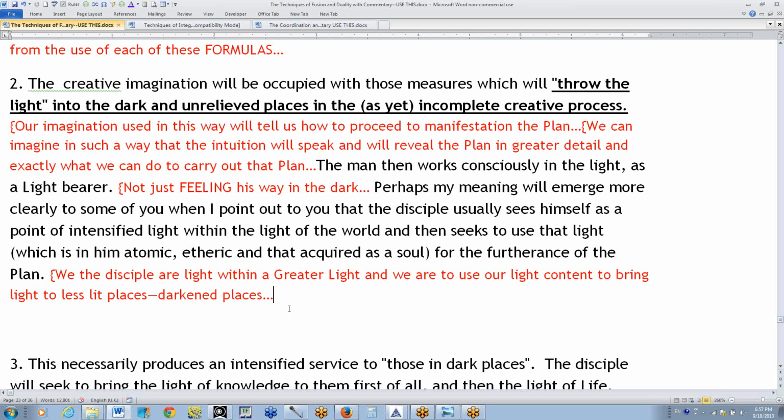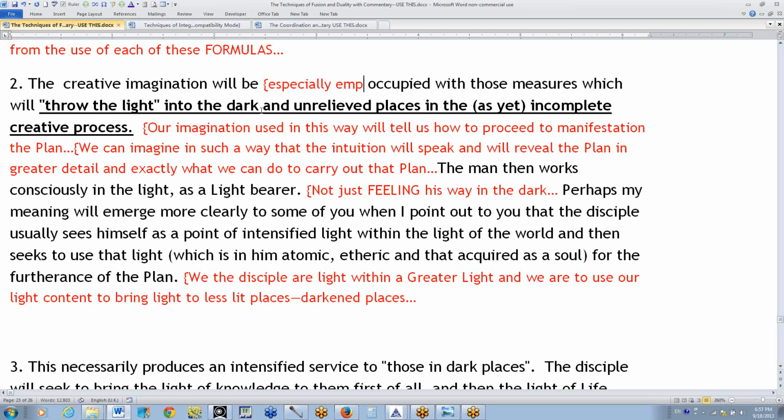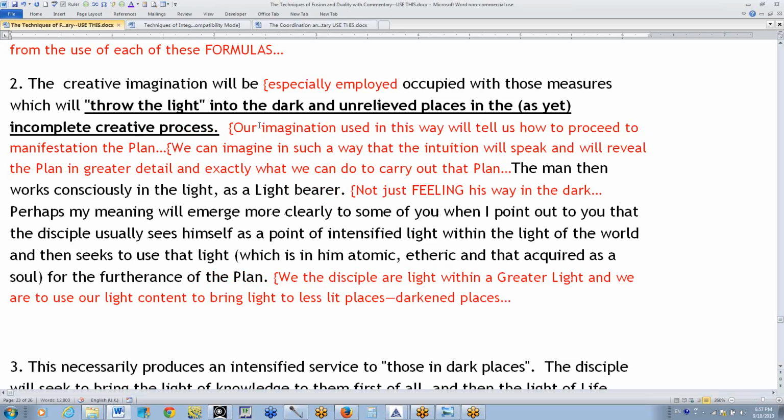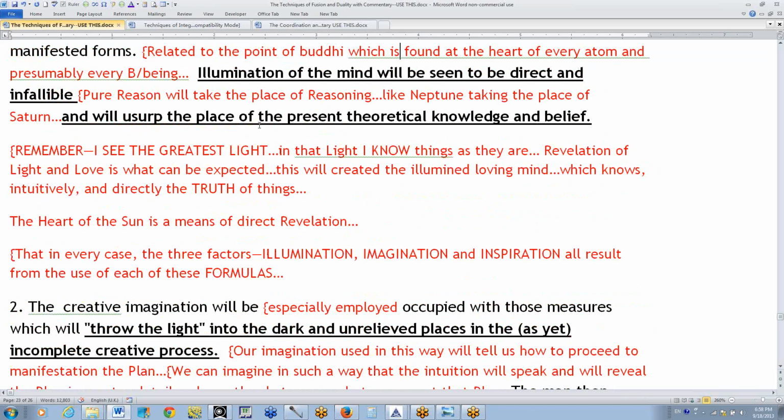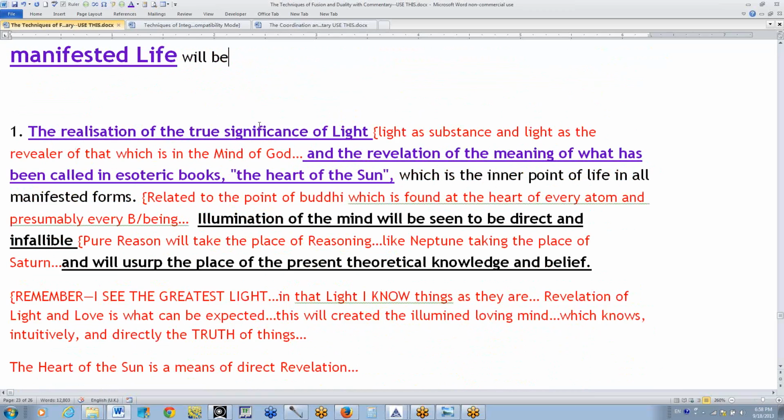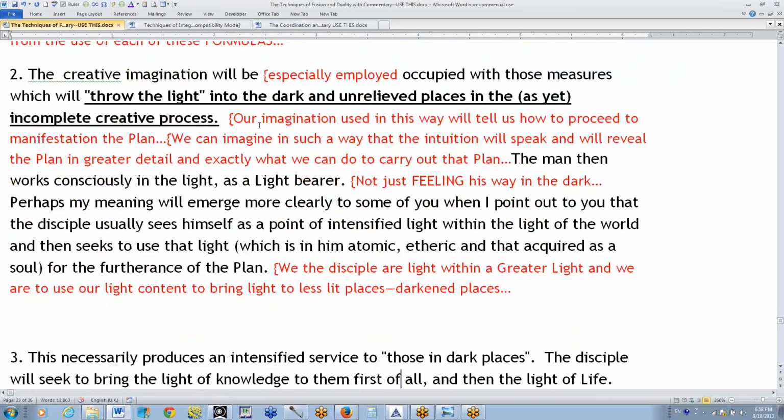So what else is produced here? The creative imagination will be especially employed. Throwing light into dark and unrelieved places. We'll know how to do this. The imagination will entrain the intuition, which will reveal to us how we are to throw light into the dark places. Okay, so that is result 2. Result 1. Well, we'll collect these results at the end. Here's result 3.